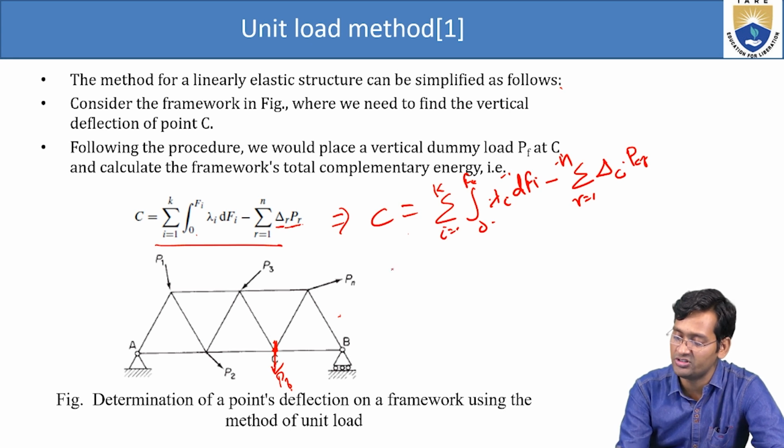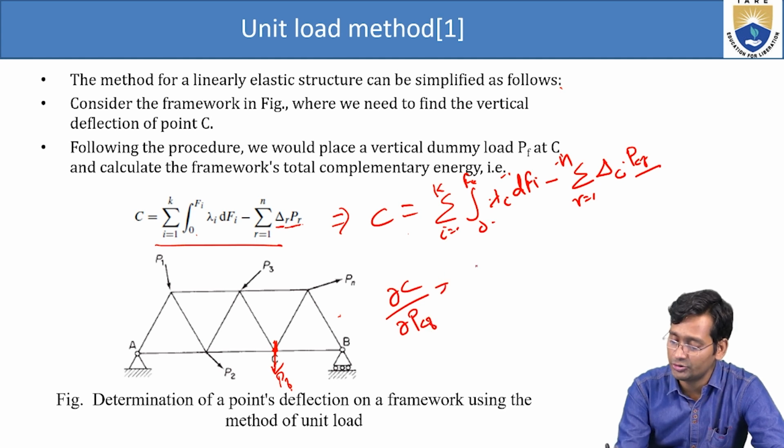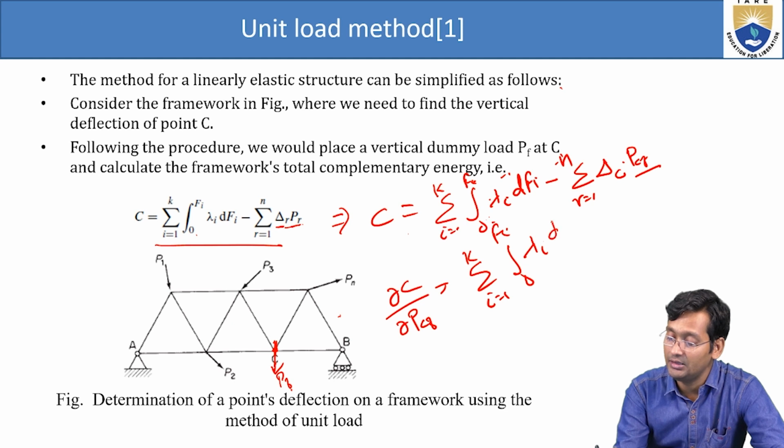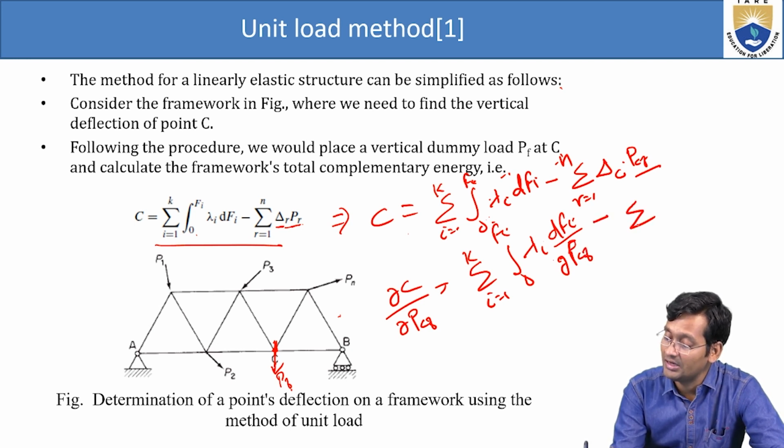So differentiate with respect to the fixed load, that is PCF. So delta C by delta PCF equals the sum, I equals 1 to K, of lambda I into dFi by dPCF, minus the term with R equals 1 to N. This is not required, because only for that particular point are we finding it. So this PF becomes 1.